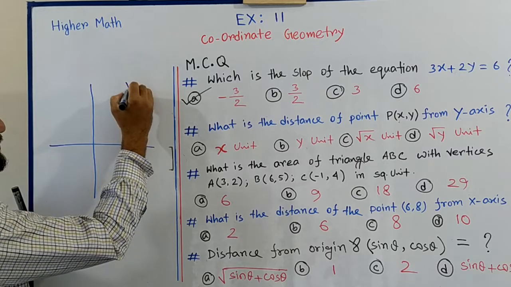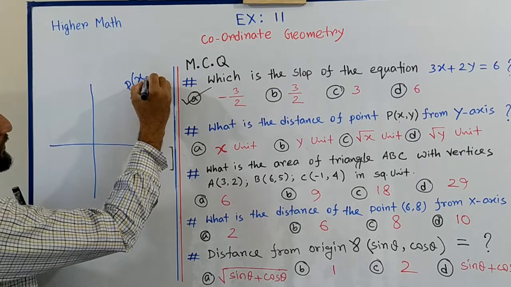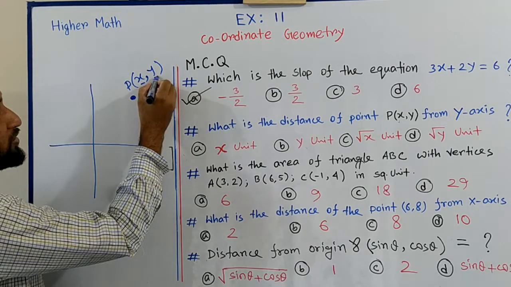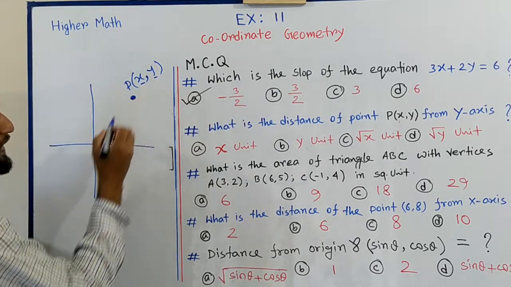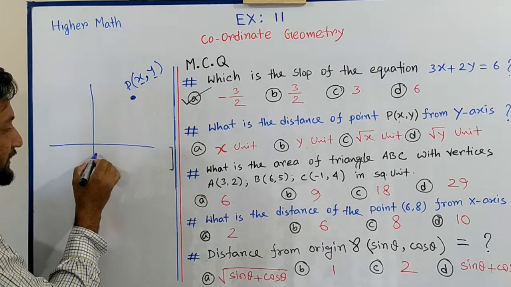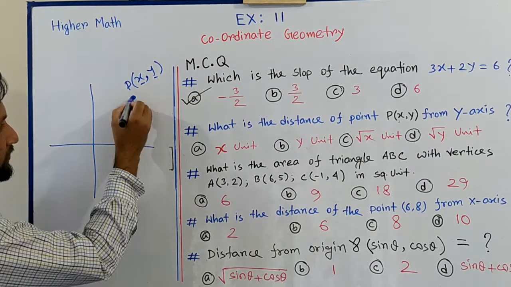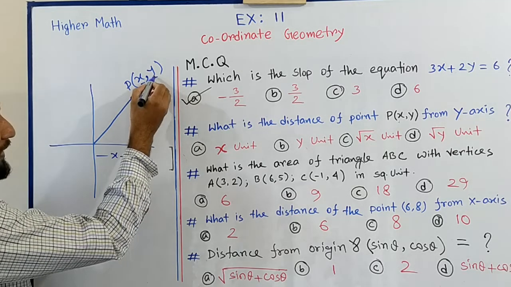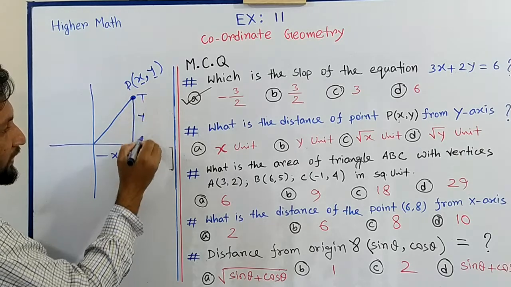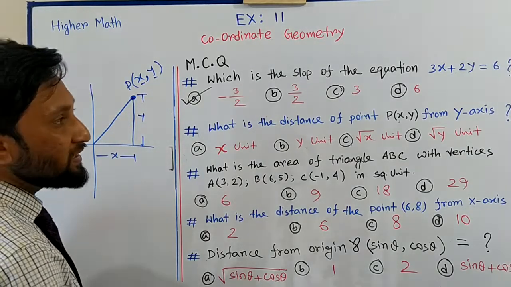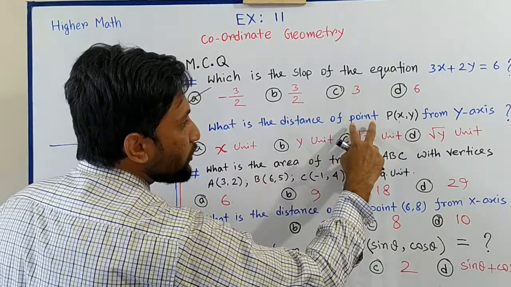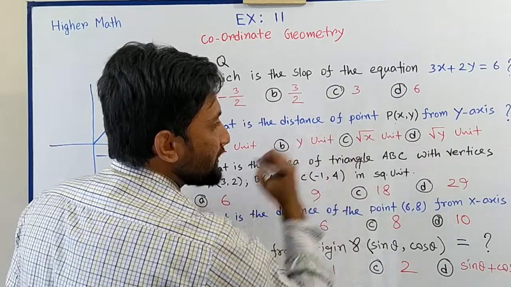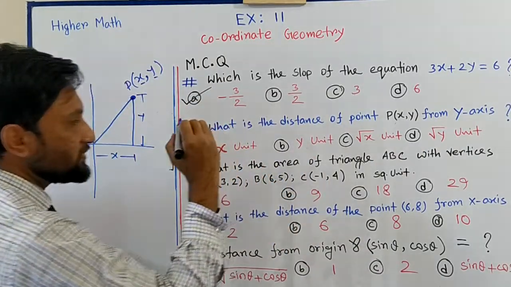So imagine this is point P and the coordinate point is (x, y), where x is called abscissa and y is called ordinate. We already know abscissa is the distance from the y-axis, so this distance from the y-axis is x, and the ordinate y is the distance from the x-axis. So clearly we can say that the distance of point P(x, y) from the y-axis is equal to its abscissa, that means x. So our required answer is x.